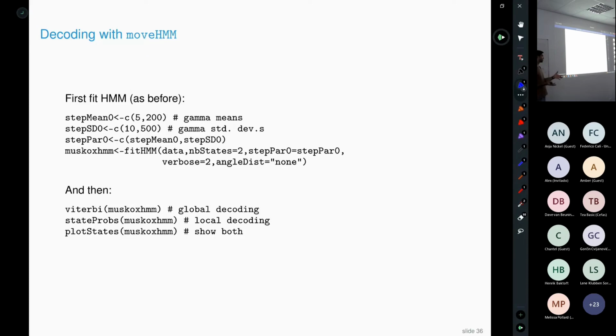You need to first of all fit the model, and then you do the decoding. The algorithm for that is called Viterbi. That's simply the name of the algorithm that finds the most likely state sequence. So you apply Viterbi to your fitted model object, and then you get the most likely state sequence. And state probs, that would be the local decoding, where you get the probabilities of the states.